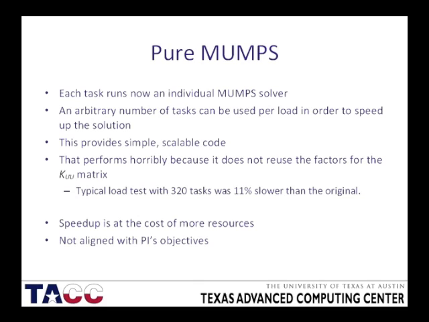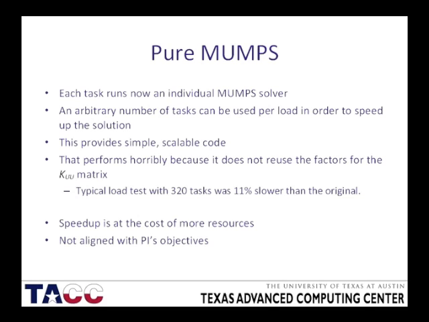The only problem is it performs pretty badly in terms of throughput, because it never reuses the factors for K. So when we did a typical load test with 320 tasks, this was actually 11% slower than the original, which you might think is not too bad, given that we're not reusing any of the K factors. And if we added now, say, 640 tasks, and we use 2 tasks to solve each load with MUMPS, we probably speed up the code by about 80%. The problem is that the speedup is not the only thing that the user wanted.